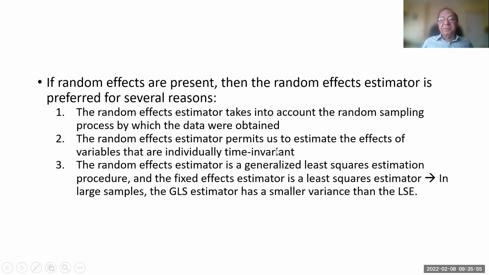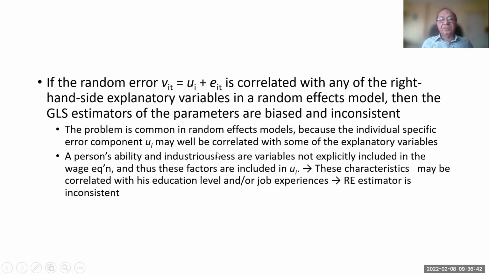The random effects estimator permits us to estimate the effects of variables that are individually time invariant. Time invariant, that is, not different with time. The random effects estimator is generalized least square estimation. Now it is not OLS, it is GLS estimation procedure. And the fixed effect estimator is a least square estimator, that is OLS. In large samples, the GLS estimator has a smaller variance than LS, because the generalized least square method has got a smaller variance than least square methods.